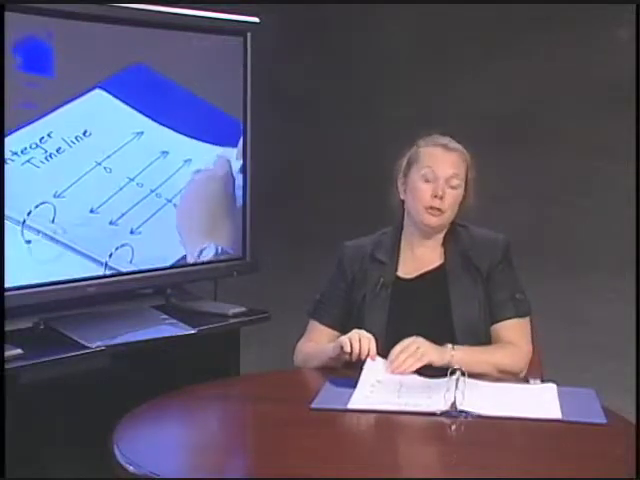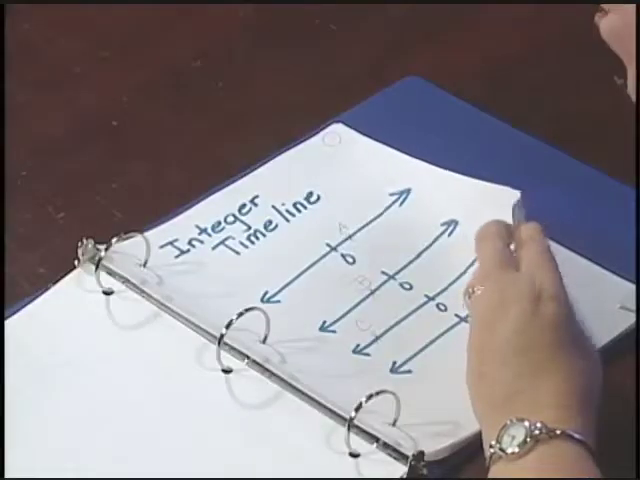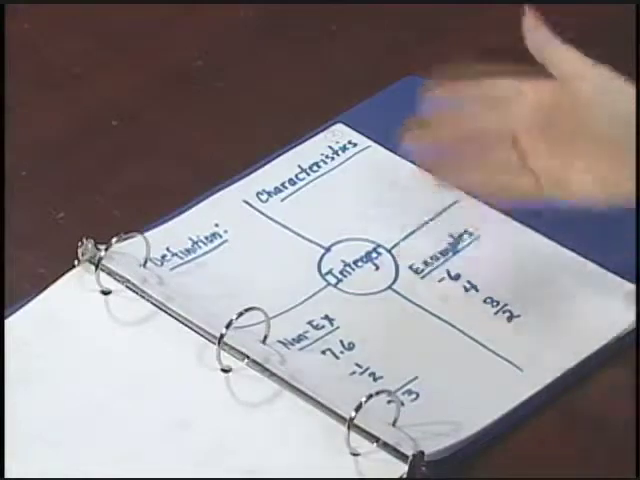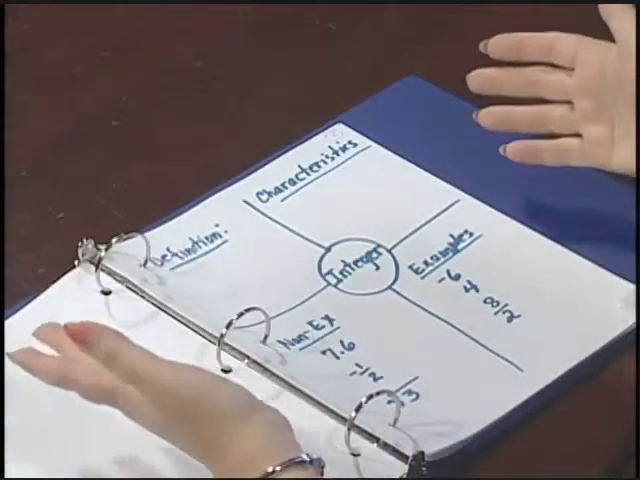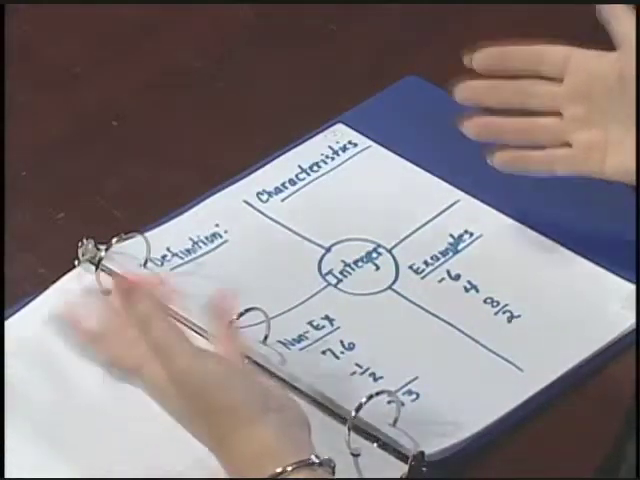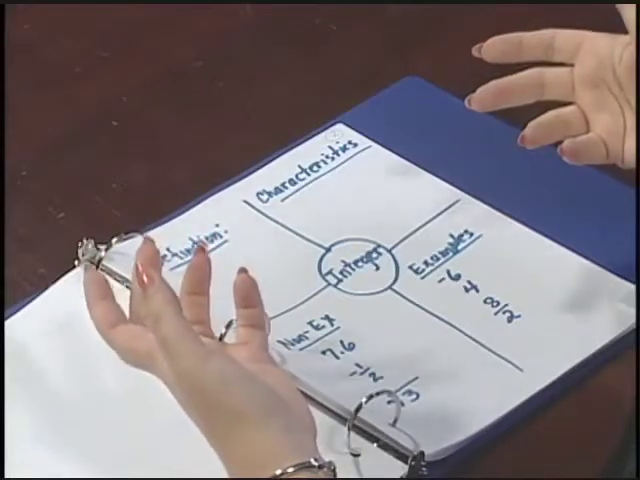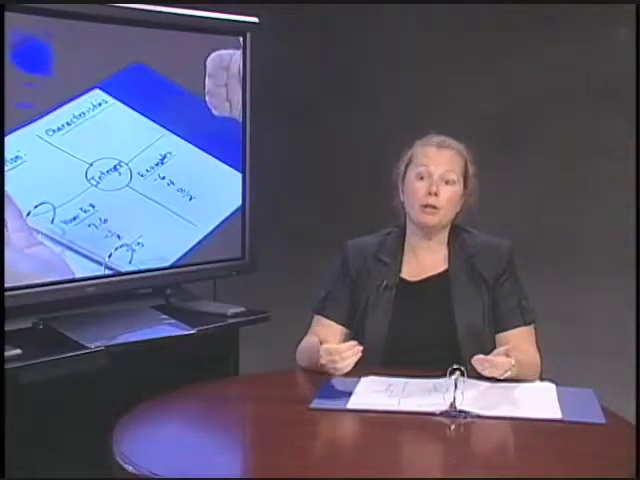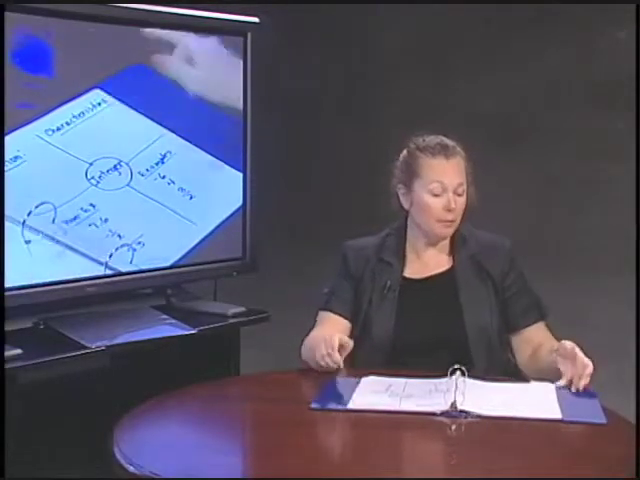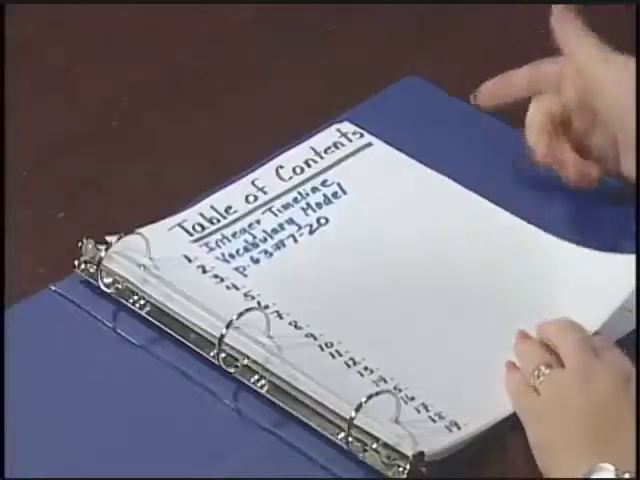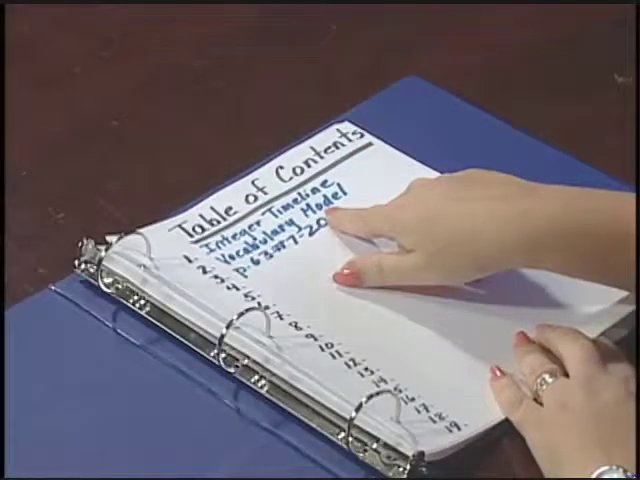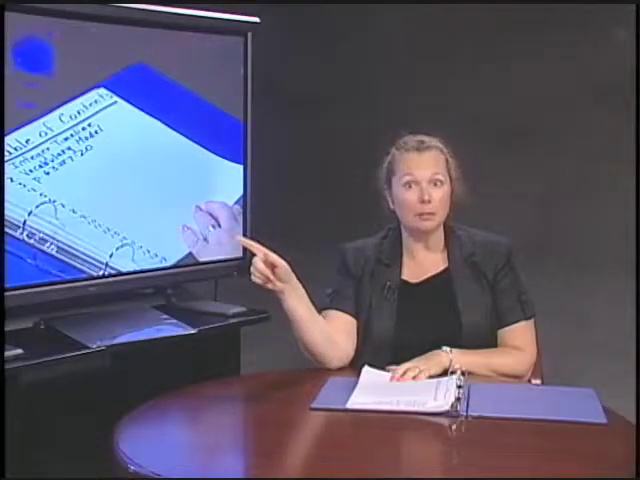After we did the integer timeline in class, we did a vocabulary activity. We used the word integer on the Frayer model, and I certainly don't want the students to lose this sheet of paper. It's going to be important for them to study from at a later time. So afterwards, I instruct them to put a number 2 on this, go back to their table of contents, record that as the second item in the notebook, and on the table of contents that is displayed in the room, we add vocabulary model.